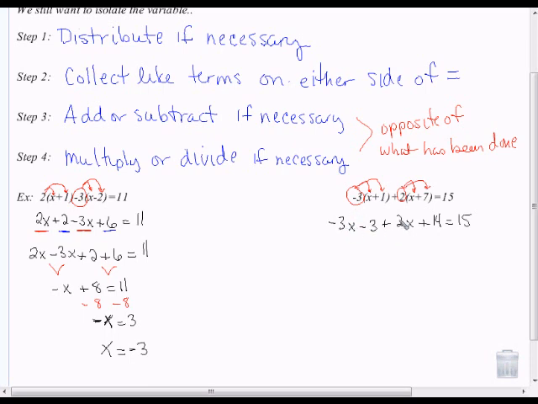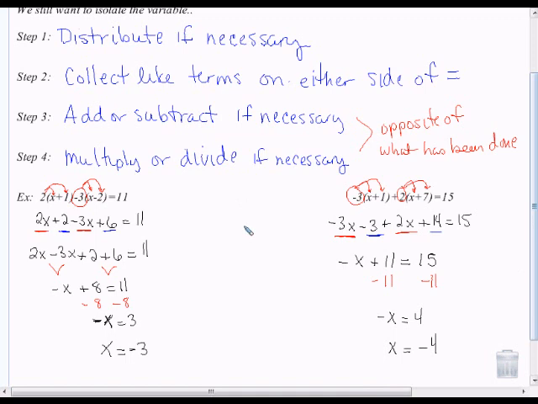So I have negative 3x plus 2x. So again, I have negative 3x and positive 2x gives me the negative x. Negative 3 and 14 gives me positive 11, and that equals 15. Subtract 11 from both sides, and I get negative x equals 4. Well, if negative x equals 4, then x equals negative 4.